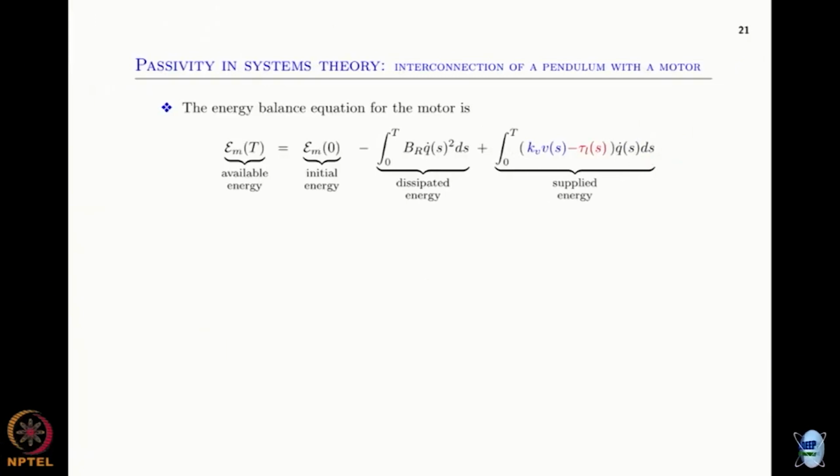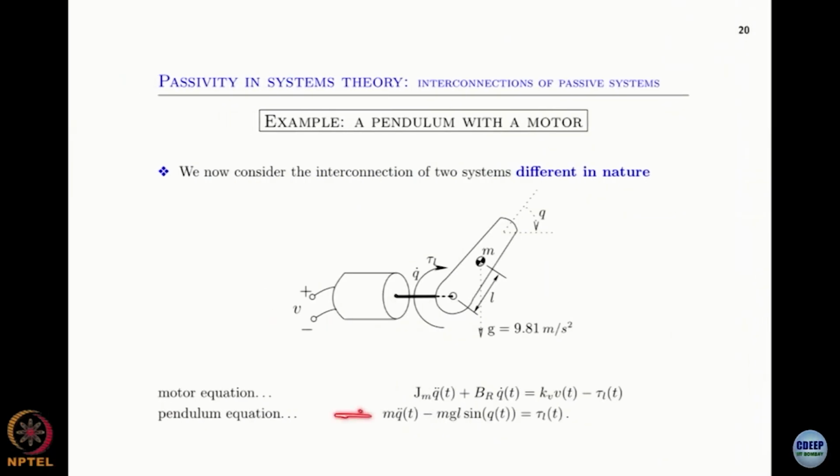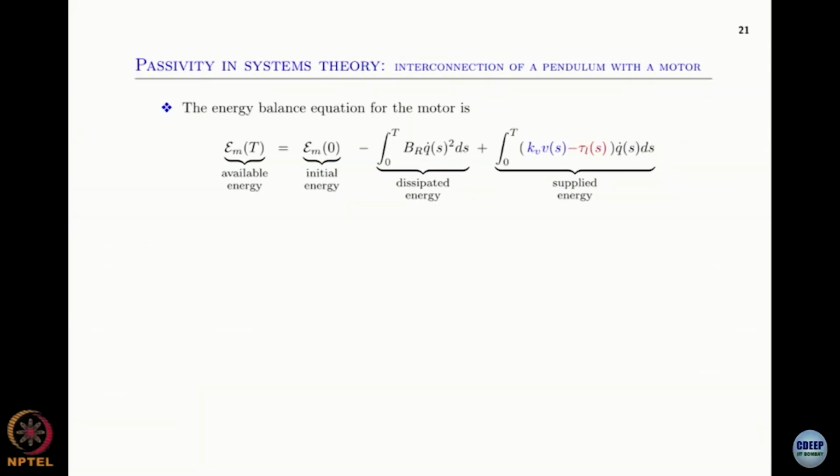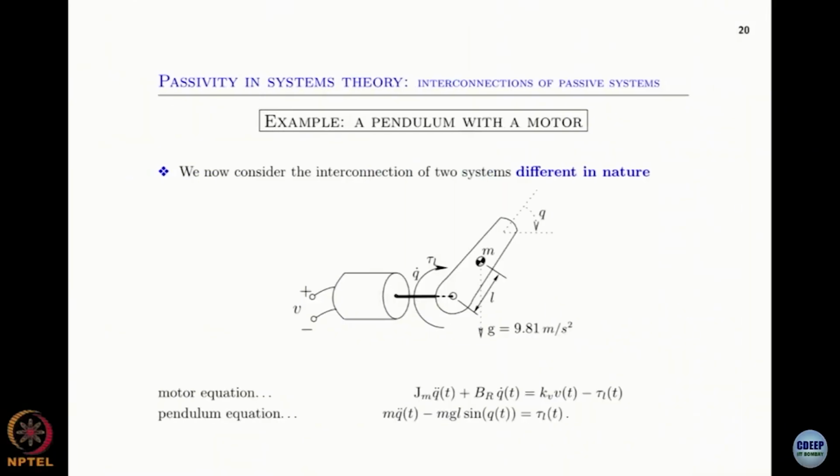If we go and look at the energy balance equations for these guys, so basically we integrate on both sides of both equations, we will have an energy balance equation for the motor, which will be, of course, the energy available at some moment will be equal to the available energy at the beginning, minus whatever was dissipated because we have friction in the rotor. And then the supplied energy, so basically the energy that is entering into the motor.